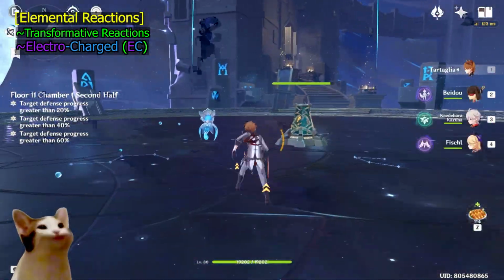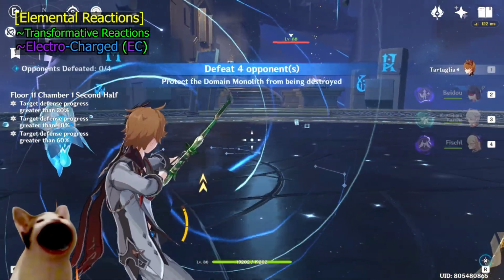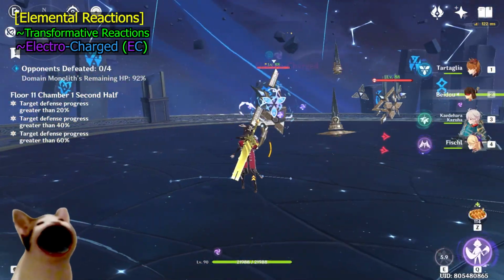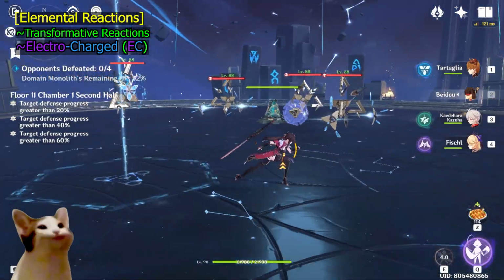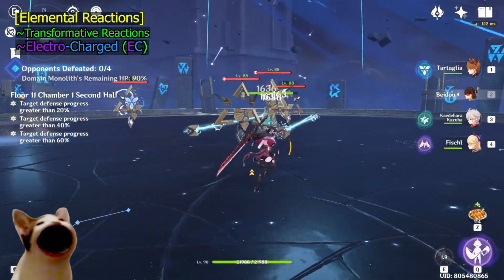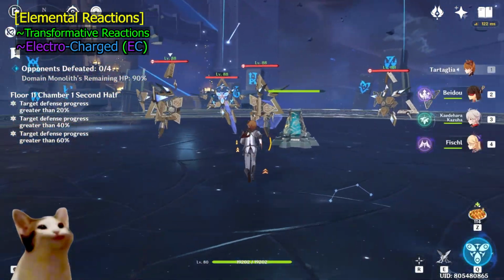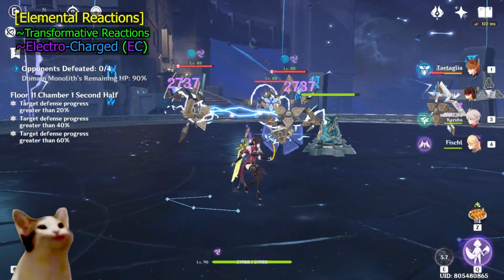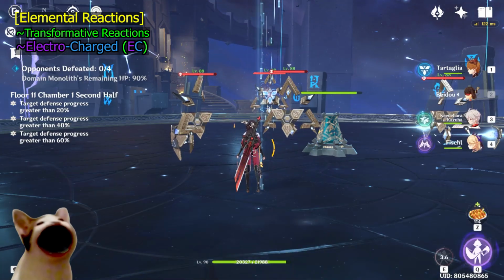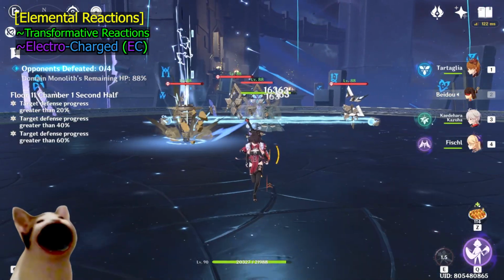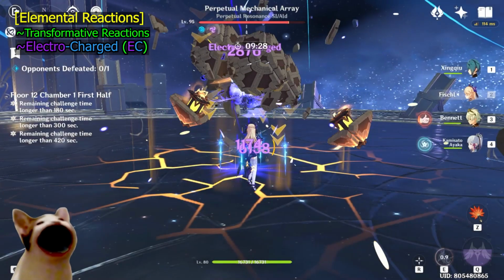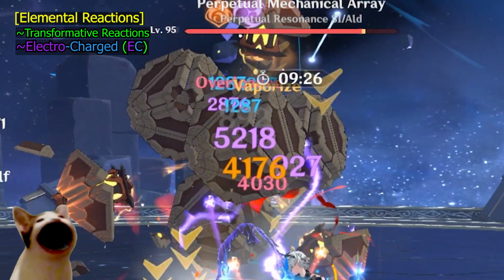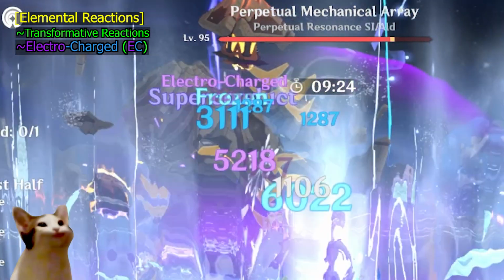Electro-Charged is unique because the reaction is not instantaneous or immediate. When Hydro and Electro meet, both elements will exist on the enemy for an extended period of time, where each Electro-Charged damage tick will deplete the aura of both elements until either one of them is completely gone. This allows for multiple reactions to be made while both auras are still on the target. For example, applying Pyro on them would create Overloaded and Vaporize, while applying Cryo would create Superconduct and Frozen.